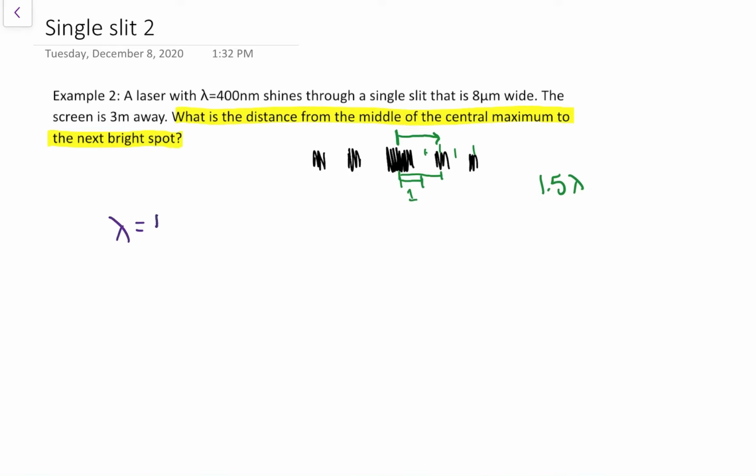Hopefully that kind of makes sense. I don't know. Makes sense in my head. I don't know if it makes sense when I say it out loud.